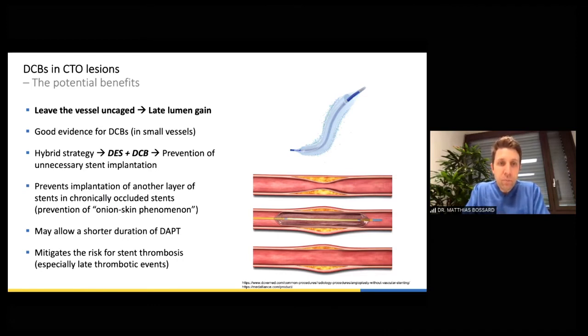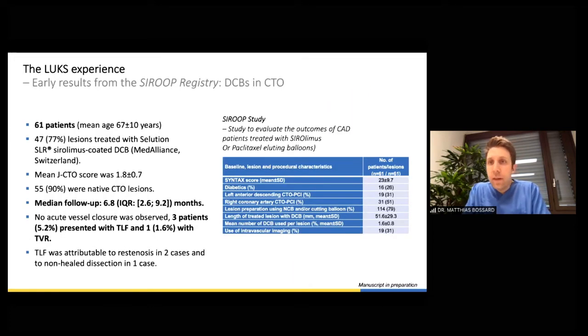Over time, this also allows you to keep the duration of dual antiplatelet therapy shorter, and we also need to take into account that by not implanting stents, you mitigate the risk of late stent thrombosis, which is still a concern with contemporary drug-eluting stents, especially after managing chronic total occlusions. We've been using various drug-coated balloons in CTOs for quite some time now.